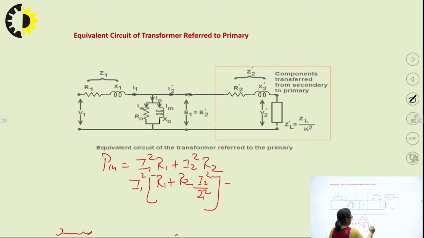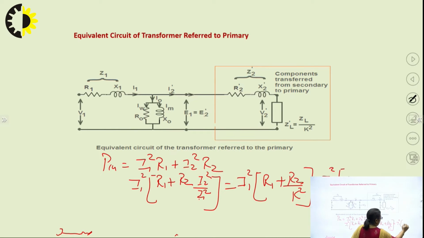I may again write it as I1 square R1 plus I2 by I1 whole square, that gives me R2 by K square. So, I may further write it as I1 square into R1 plus R2 by K square. I am replacing it with R2 dash. Combining these two resistances, I may call it R1E. What is R1E? This is the equivalent resistance of the transformer referred towards primary.